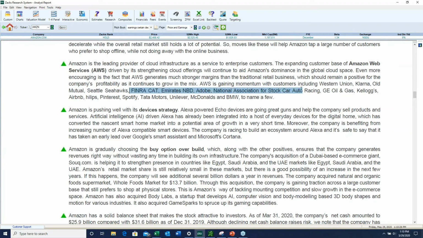And so you can see right here, just by reading this, that there is a wide range of companies that are their clients. You have Western Union, which is more of a traditional money lending, or peer-to-peer money sending service. But then you also have an insurance company. You also have a professional sports company. You even have a quasi-regulator in FINRA. You have Caterpillar, which is in construction. You have Emirates, which is an airline.